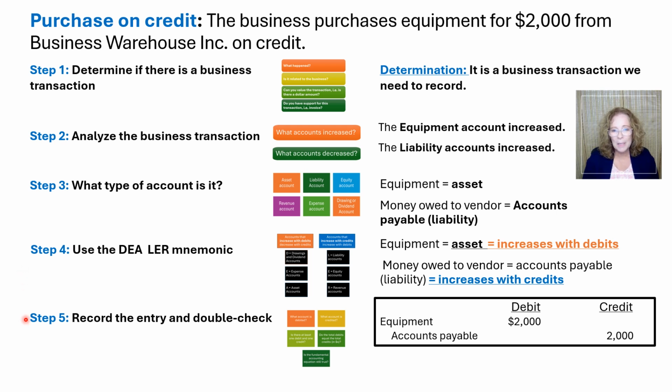We debit the equipment account for $2,000, and we credit accounts payable for $2,000. And we can double check our work. Did we debit and credit an account? Do the total debits equal the total credits? Yes.